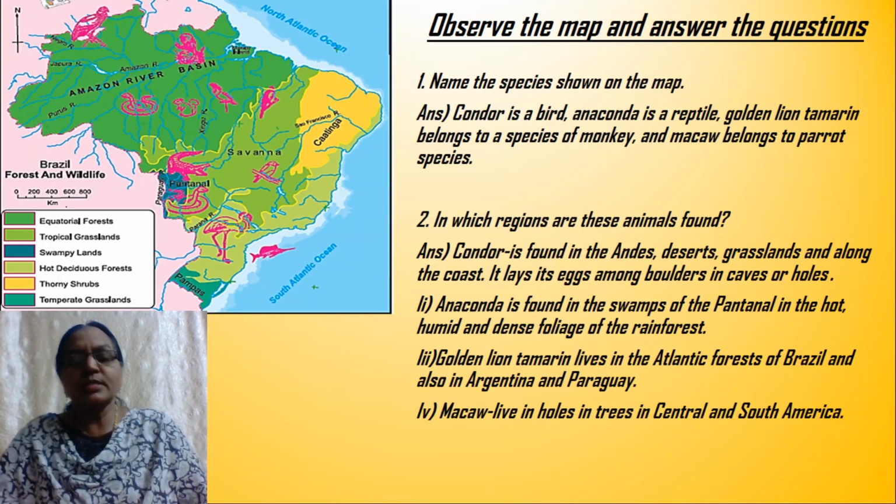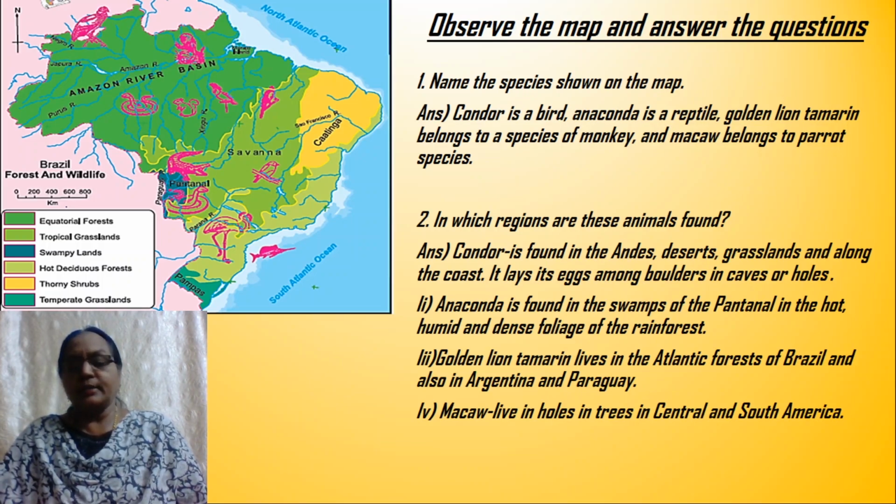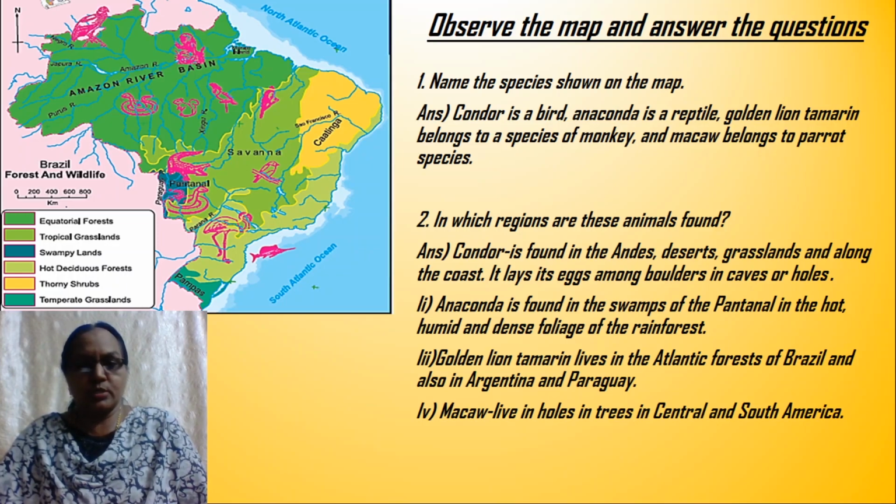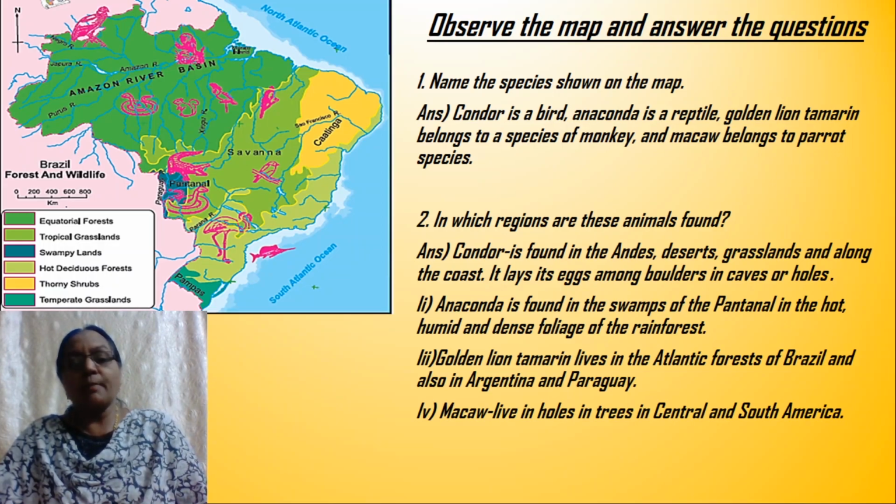So, condor is seen in the Andes. It can also be seen in the deserts, grasslands, and along the coast. And as I told you, it lays its eggs among boulders and caves or holes. The second one is the anaconda.